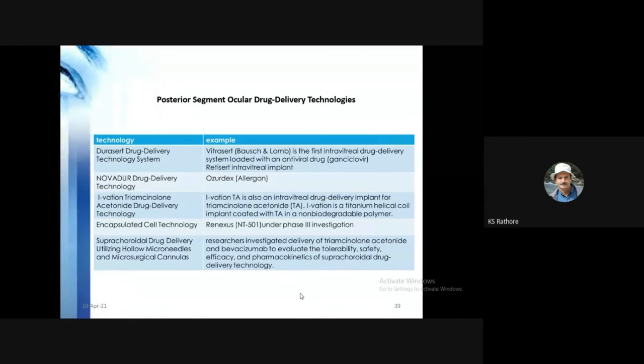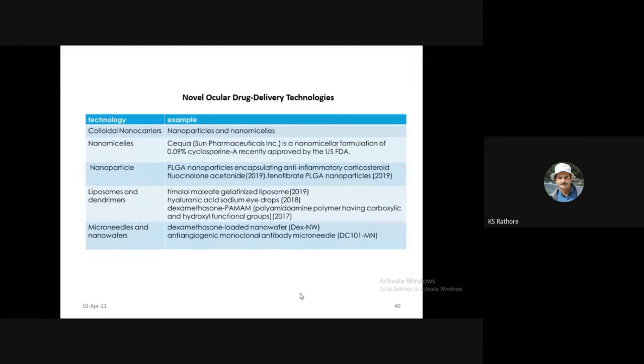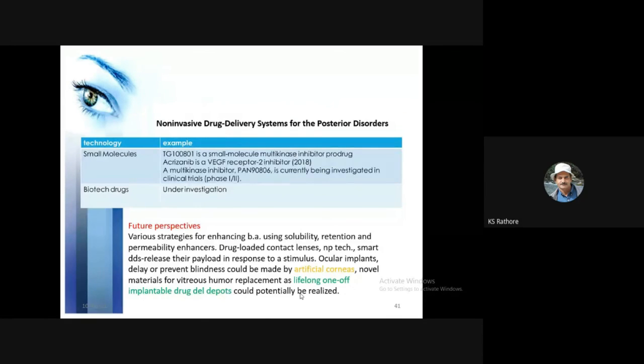Next are novel ocular drug delivery technologies already available in the market, like colloidal nanocarriers, nanomicelles, nanoparticles, liposomes, dendrimers, microneedles, and nanowafers. These are available, and there are some examples with drugs they contain. Next is non-invasive drug delivery for posterior disorders, like small molecules, biotech drugs, and nanogens, which are used with non-invasive drug delivery techniques.